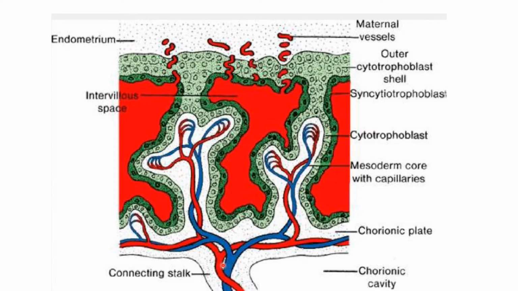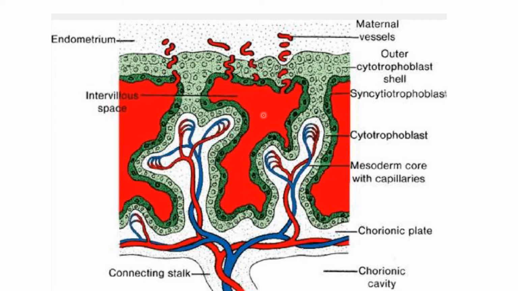This is the umbilical cord, the connecting stalk, with blood vessels entering. Within this villus, here there are maternal blood vessels. Sorry, these are the umbilical vessels that enter the villi. The intervillous space collects the blood from the maternal vessels. So this is the formation of the placenta.